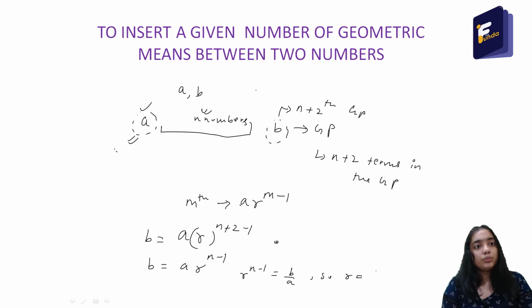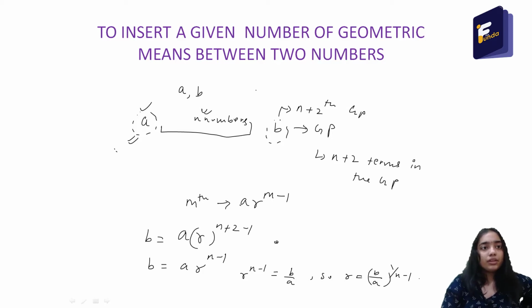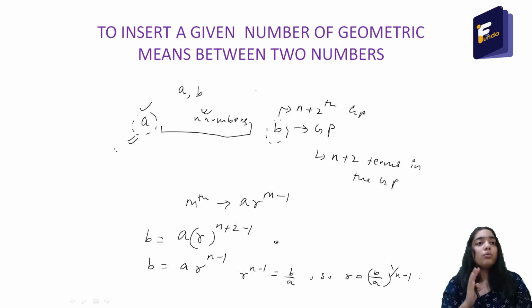So r equal to (b by a) whole to the power 1 by n minus 1. The common ratio of the GP that will be formed by the inserted n geometric means and a and b will be equal to (b by a) whole to the power 1 by n minus 1. So we have got the common ratio.